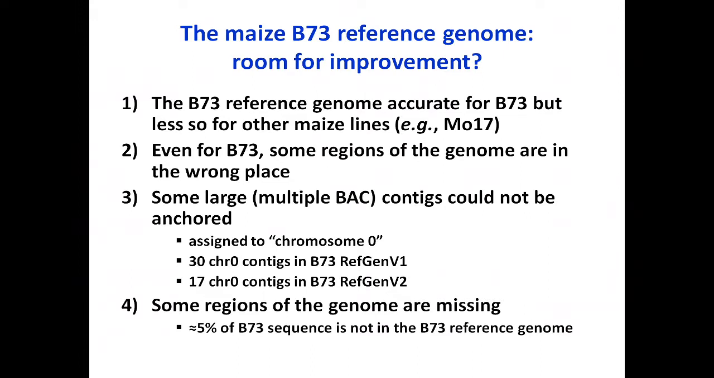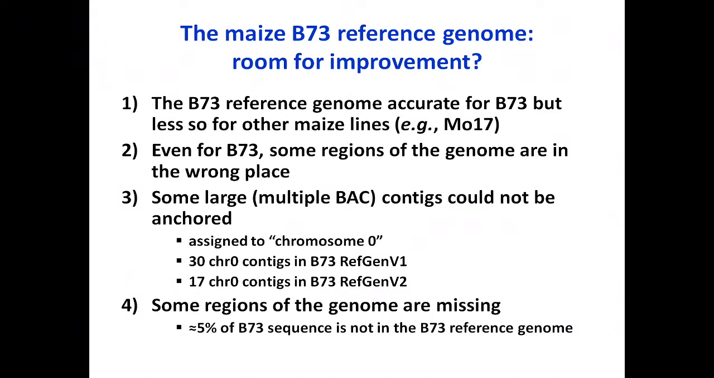First of all, the B73 reference genome is really good for B73, but not necessarily good for other maize lines. That's because maize lines are so different from each other. Between the genes, they may look completely different. That's what we call structural variation. But even for B73, when they assembled the genome, they didn't necessarily have the parts list and assembly instructions. They figured it out. Sometimes they made mistakes and put regions in the wrong place.